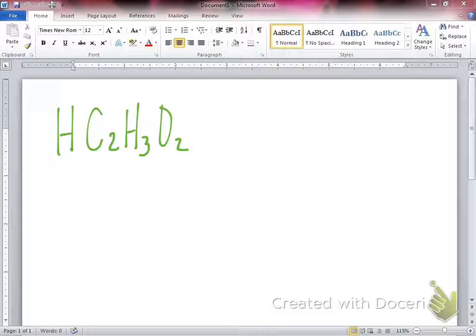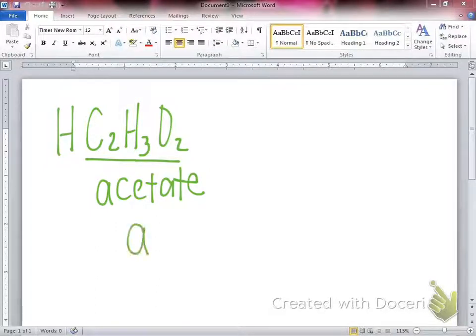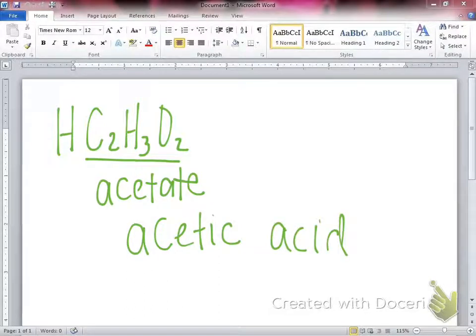All right, so first thing we do is we determine, is it a binary or is it an oxy acid? Oxy, okay. And what polyatomic ion sits right here? Acetate, okay. This is acetate, which means when we name our acid, it's going to end in what? IC. So that means this is called acetic acid.